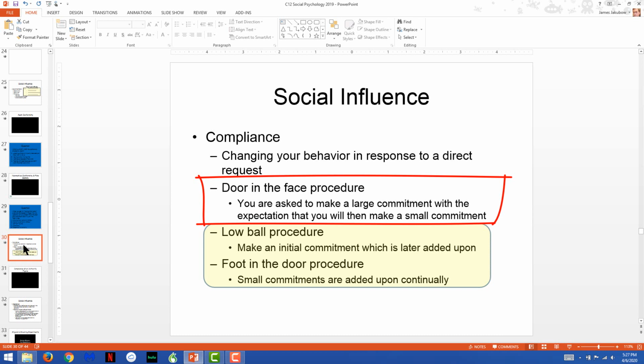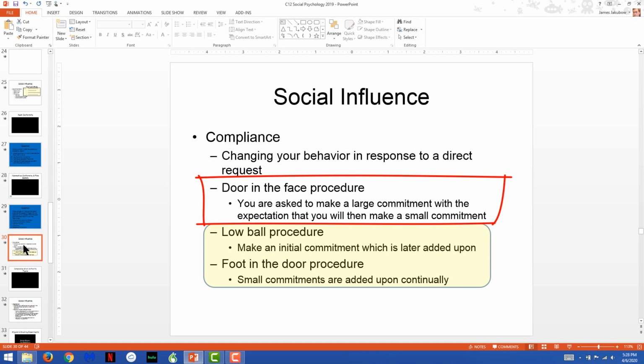In the door in the face procedure, you are asked to make a large commitment with the expectation that you will wind up making a smaller commitment. And I know this is rather vague, and it needs a good example to explain why this might happen. These types of compliance have often been turned into sales routines for businesses that sell very expensive things. So for example, the door in the face procedure is a process that is oftentimes used in jewelry stores.